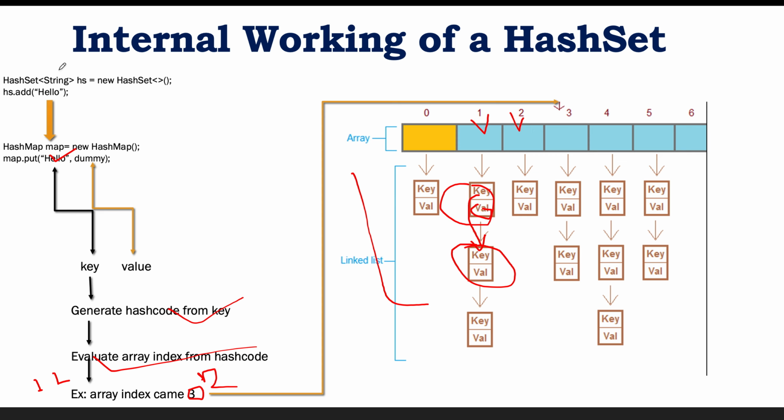So let's say we want to get the element hello. It will generate the hash code, and from the hash code it will try to get the index. Let's say it got 3. On the third index it will see, okay, there are multiple values, because here you can see there are 2 values. So it will try to compare the value also.